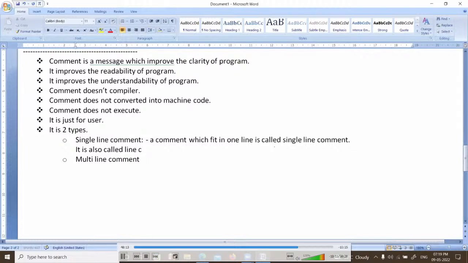How should it begin? It always begins with which symbol? It always begins with the slash symbol. I will give an example. We have to start with slash and slash. This is a single line comment.